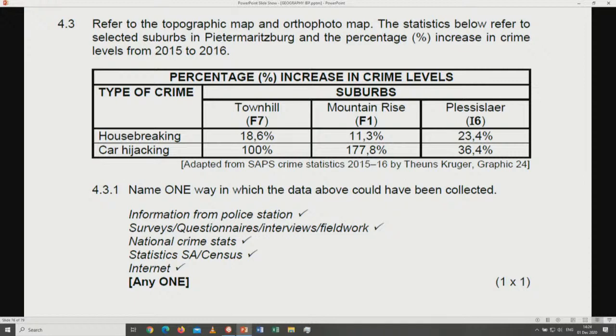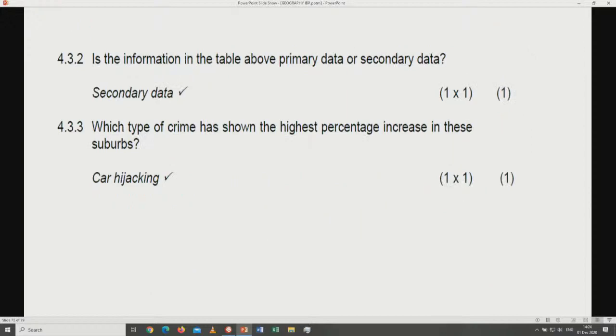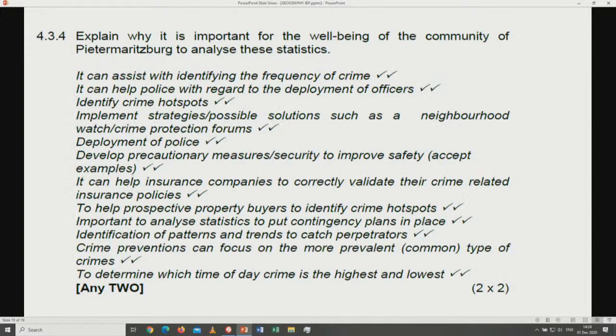In Town Hill and in Mountain Rise it is 177%. So it is rising up. So the importance, of course, of analyzing these statistics is that it assists the police to solve crime, and shows where we should develop the police stations and everything. These are some of the answers. You can go through some of these answers so that you are able to do this.